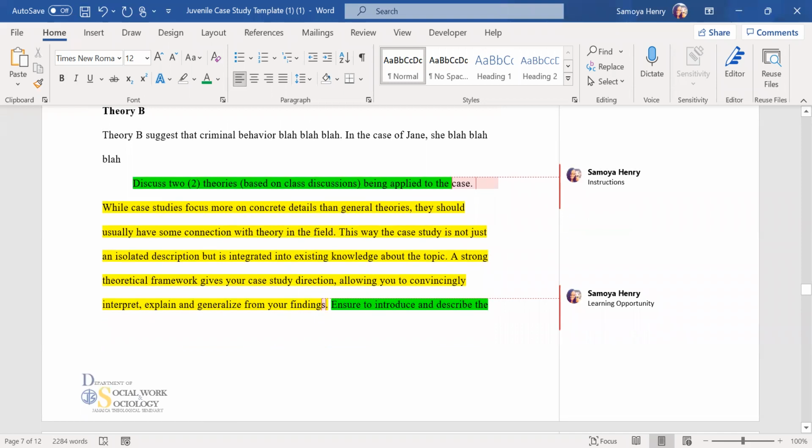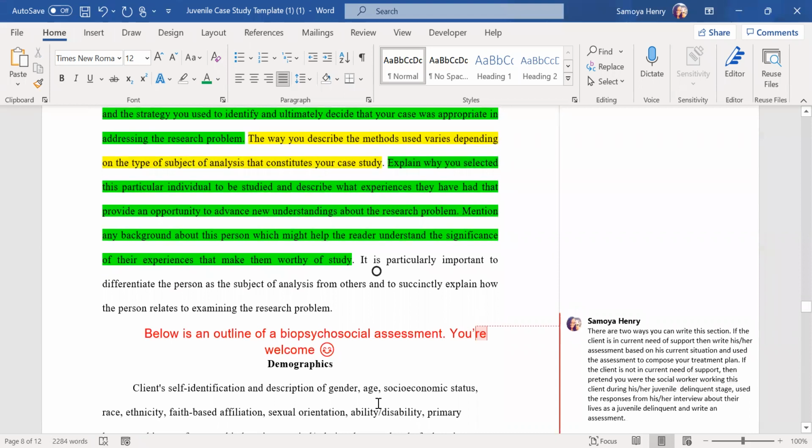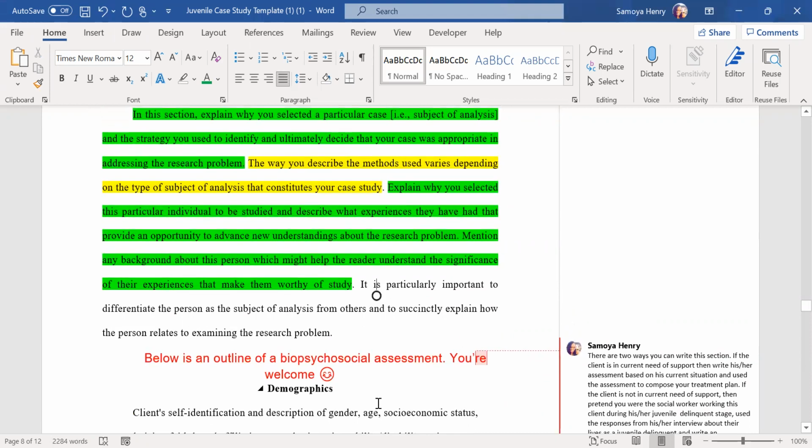And we are going to then move on to the methodology. So here are the instructions. Explain why you selected a particular case, the strategy you used to identify the person, explain why you had selected this person, mention any background information that's important for the person, and the learning opportunities. The way you describe the methods used varies depending on the type of subject of analysis that constitutes your case study. So it's just for you to be able to learn. Okay, it's particularly important to differentiate. So this, once again, is a learning opportunity. Let me put that in yellow.